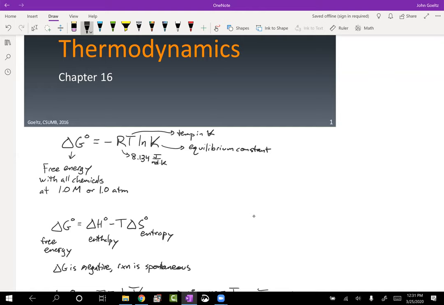The naught means you're comparing going from standard conditions, one molar everything, all the way to equilibrium. If you don't have the naught symbol, it means you might not be at one molar. This is really common, right? Because one molar is actually not a common way for all chemicals to be. And all of these equations, this equation still works when you're not at one molar.